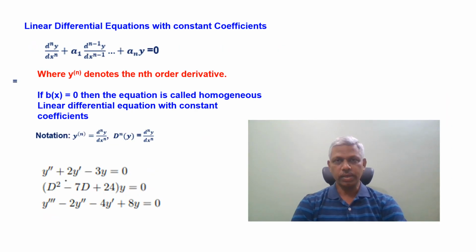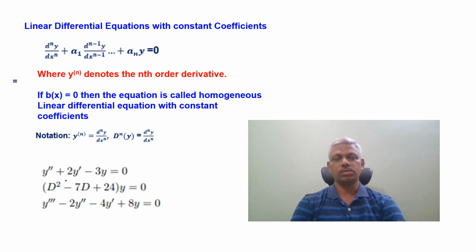Let us focus only on linear differential equations with constant coefficients. The most general form, the homogeneous type we are observing here, is the nth order derivative d^n y by dx^n plus a1 times d^(n-1) y by dx^(n-1), and so on, plus an y is equal to 0, where a1 is a constant. This is the most general form of a linear differential equation with constant coefficients, that too in homogeneous form.